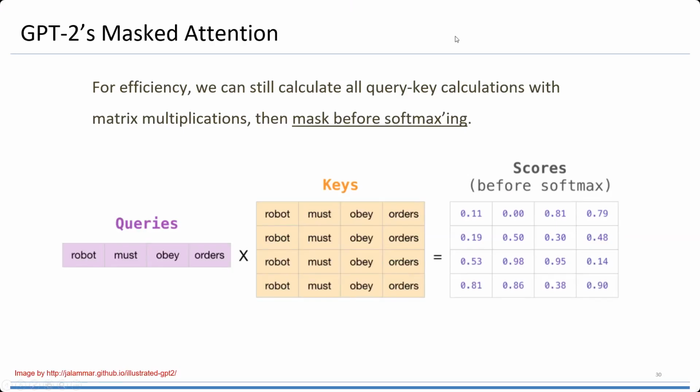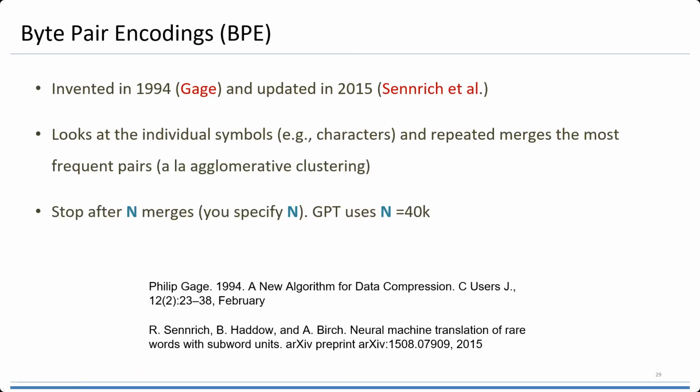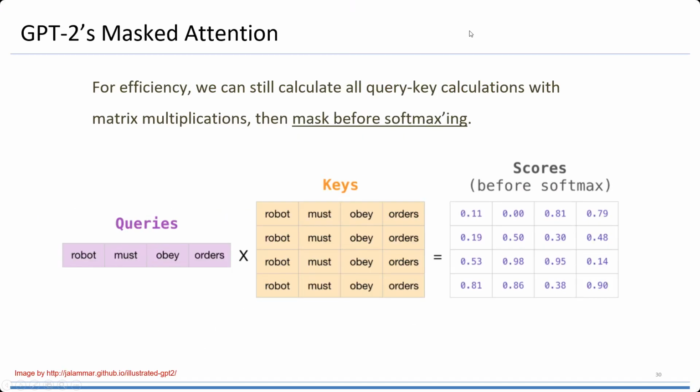So the GPT is based on the byte pair encoding. And actually we can still use the attention, even though there is no attention on the GPT. Okay. So for efficiency, we can still calculate all the query key calculation.